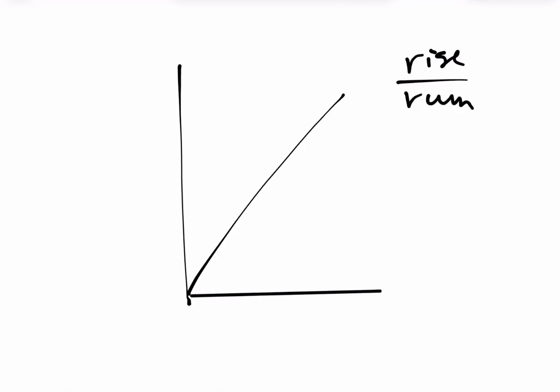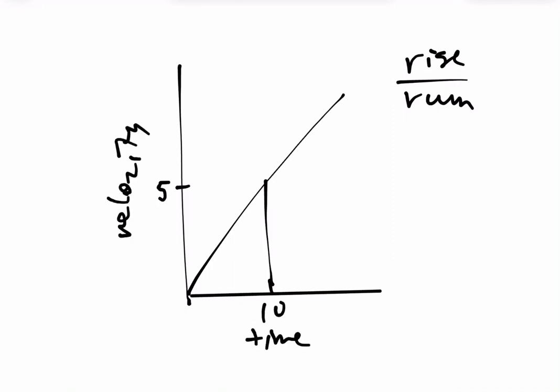Now, to calculate the gradient of a slope, you can use rise over run. So say for example, this were 5 and this were 10, then on a velocity time graph, the gradient would be equal to the acceleration. So the acceleration would be a is equal to 5 over 10, which is equal to 0.5.